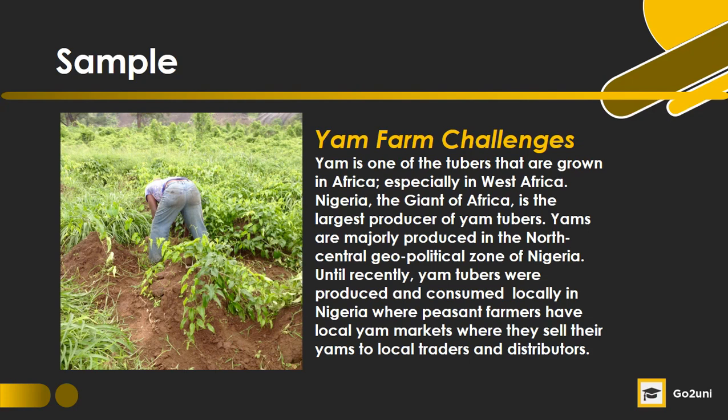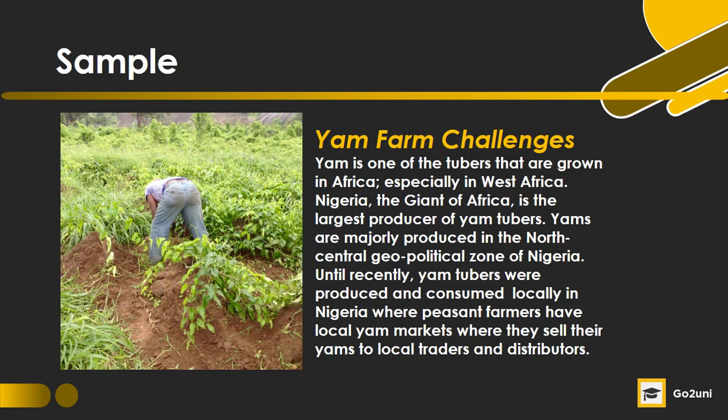So quickly, let's look at a sample of an expository essay here. The title is Yam Farm Challenges. Now notice something that is very important here. Yam is one of the tubers that are grown in Africa, especially in West Africa. Nigeria, the giant of Africa, is the largest producer of yam tubers. Yams are majorly produced in the north-central geopolitical zone of Nigeria.